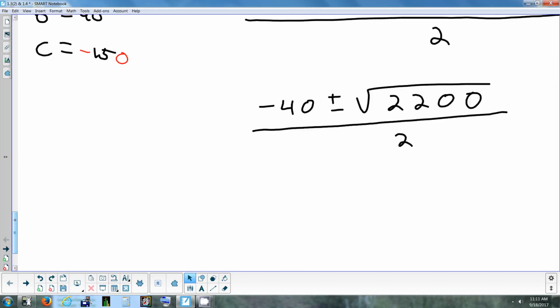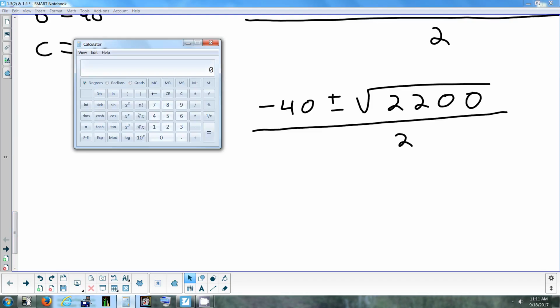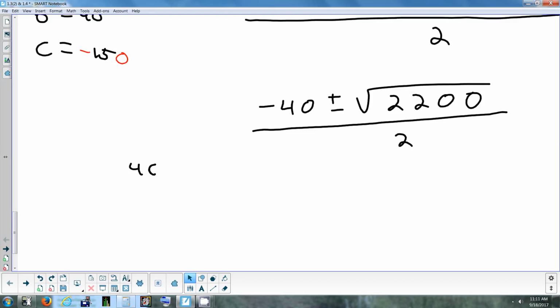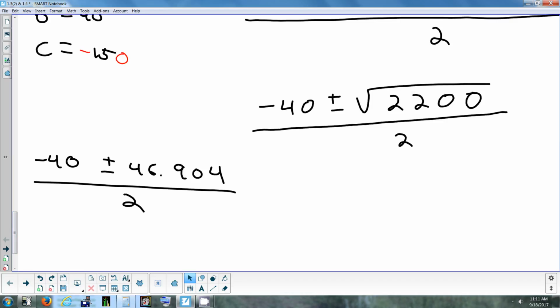Let's round the square root of 2200 off to a couple decimal places. 46.904, we'll say. So how many answers does that technically give me? 2. What are we finding again? What did the problem ask us to find? The width of the sidewalk. So what does that mean? What kind of answer are we definitely looking for?